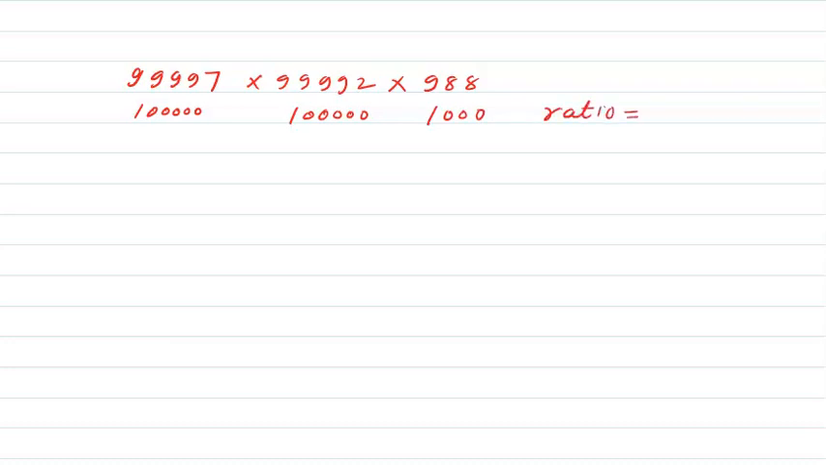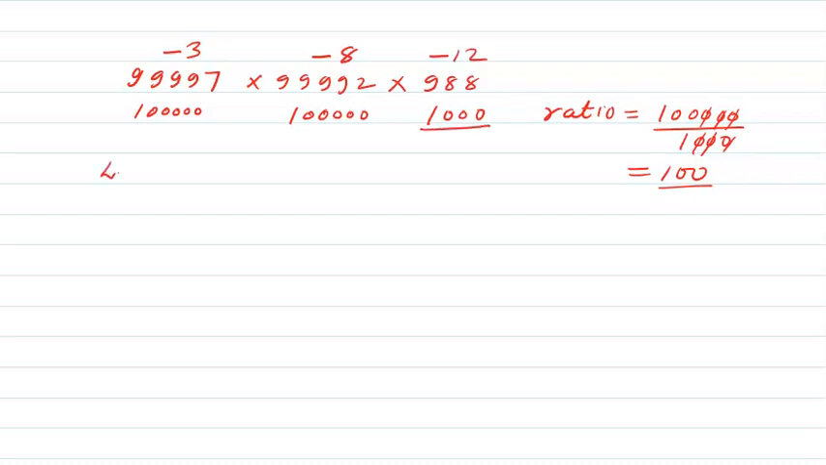The ratio in this case is 1 lakh divided by 1000, which is equal to 0 0 0 cancel, and what we get is 100. This I am writing to explain to you. I think you are smart enough to see that the ratio will be 100 without any computation. Now this number is minus 3 less than the base, 1 lakh. This is minus 8 less than the base, and this is minus 12 less than the base, that is 1000 in this case. So how do you calculate the left hand side?